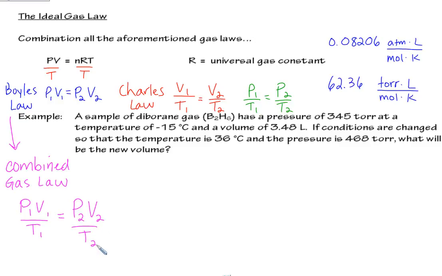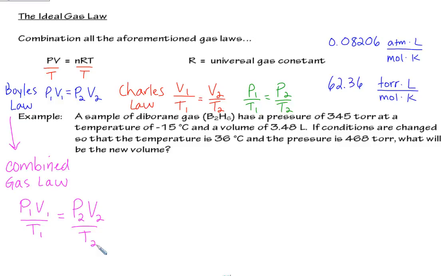Again, it's just another manipulation of pervnert, assuming that you're keeping the number of particles or moles constant. If n is constant, and obviously R, the gas constant, is constant, you could set something up like this and look at changing conditions of pressure, volume, and temperature. So again, you might run into these in maybe a multiple choice kind of question with manageable numbers.